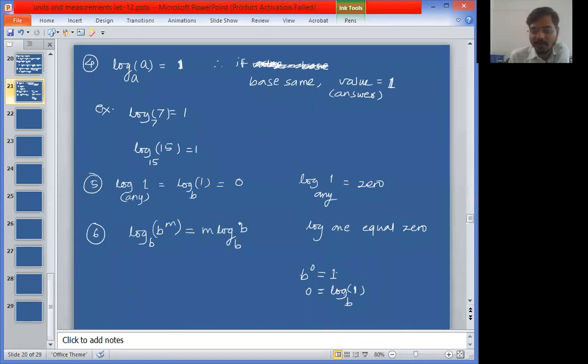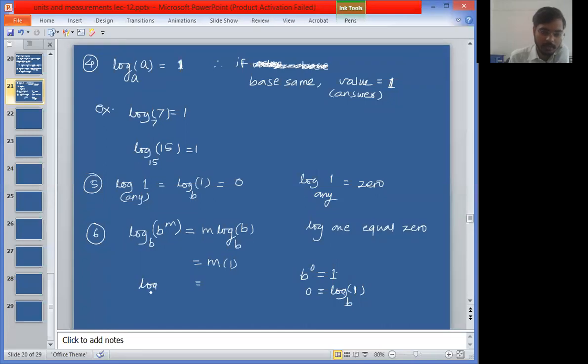But sir, base and value inside the log both are same. What did I teach? Base same, answer 1. Log a to the base a, 1. Log 7 to the base 7, 1. Log 15 to the base 15, 1. Log b to the base b, 1.